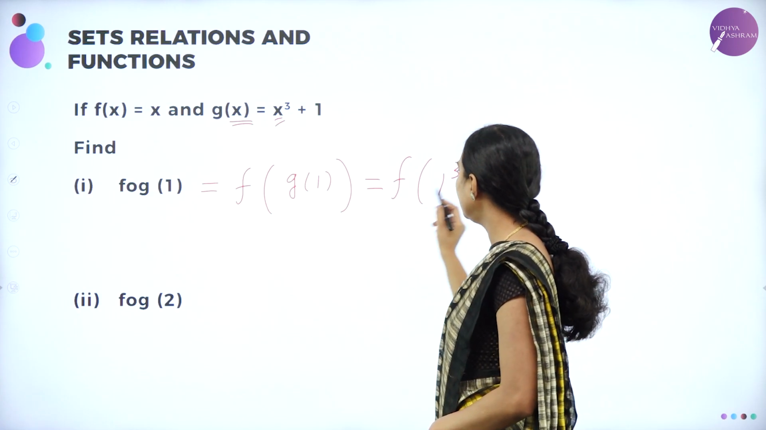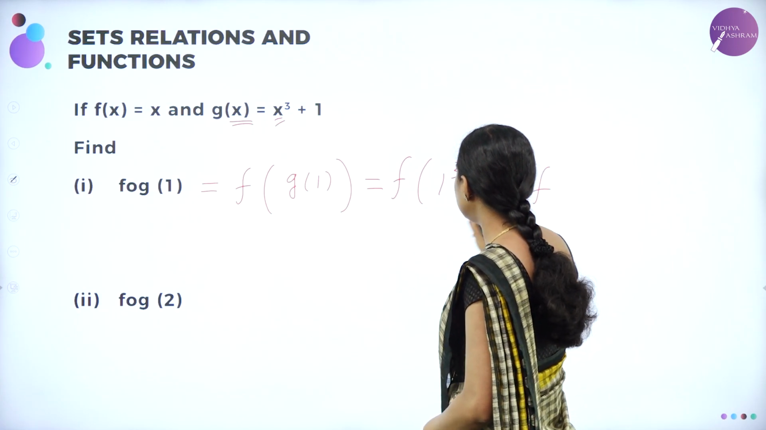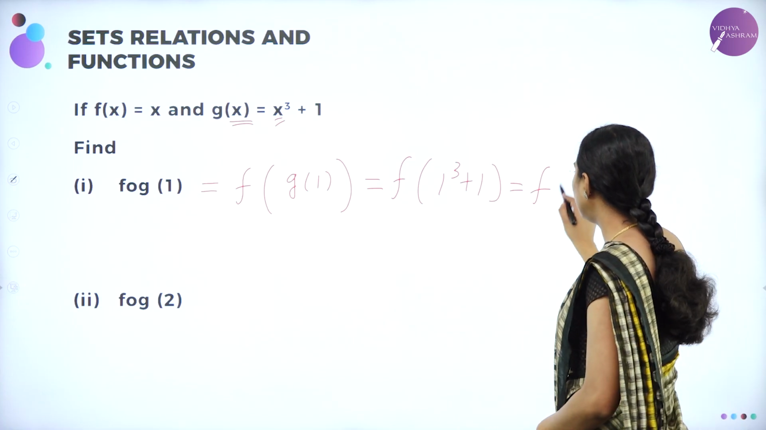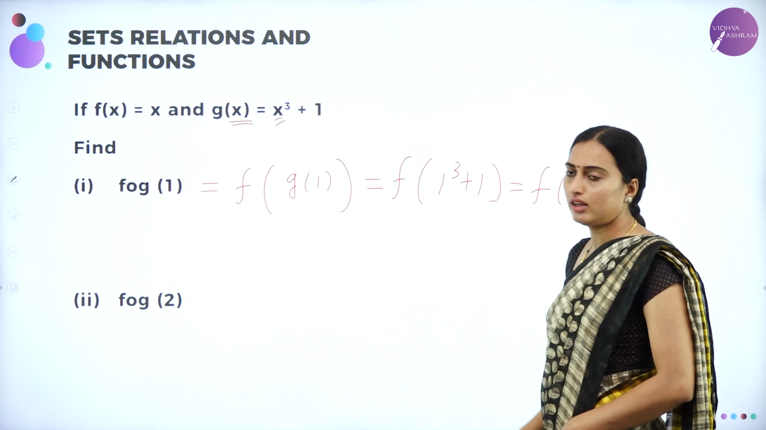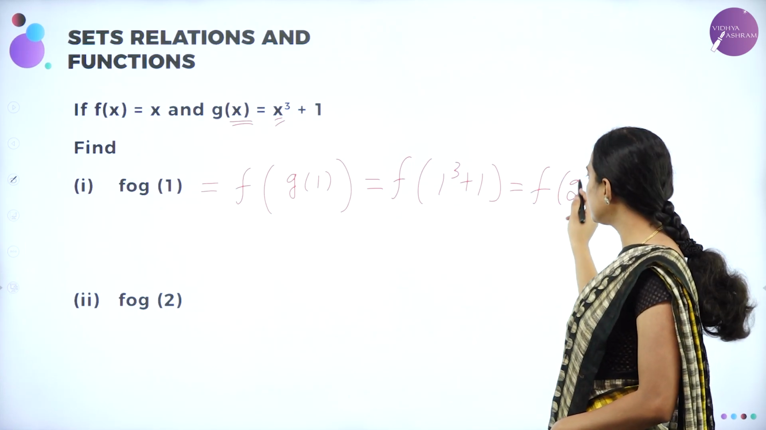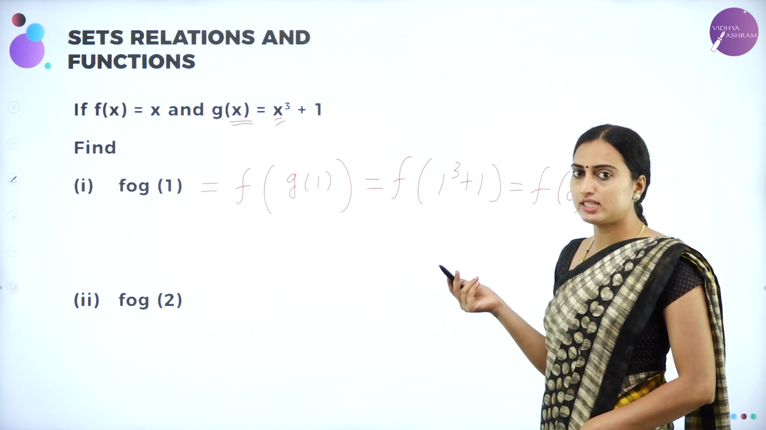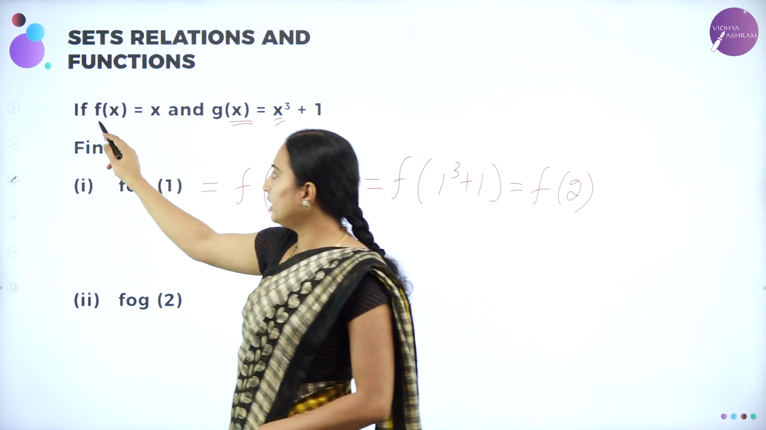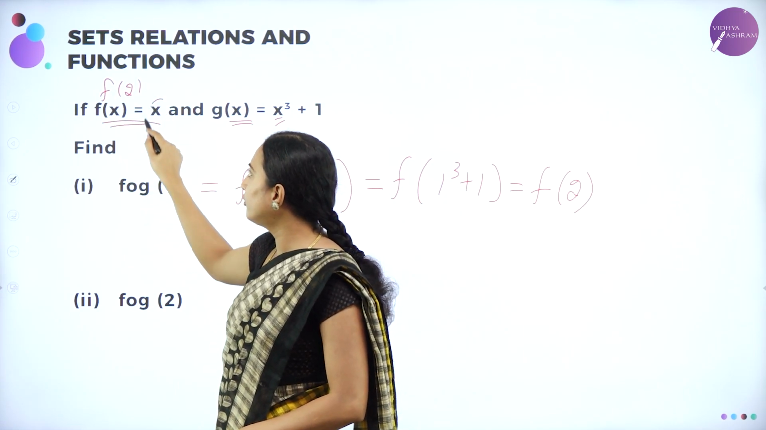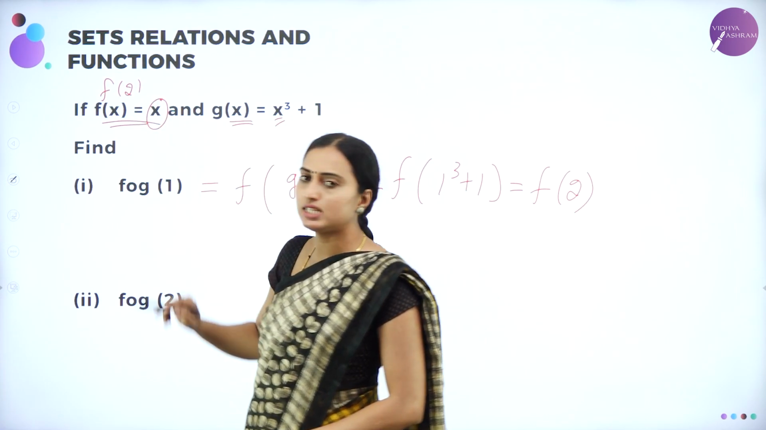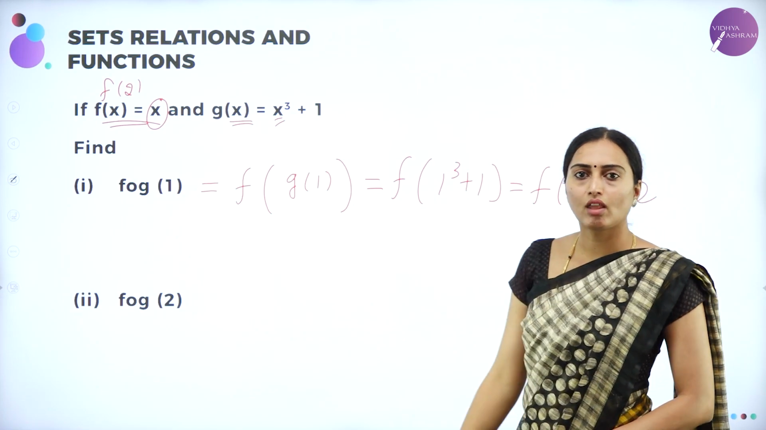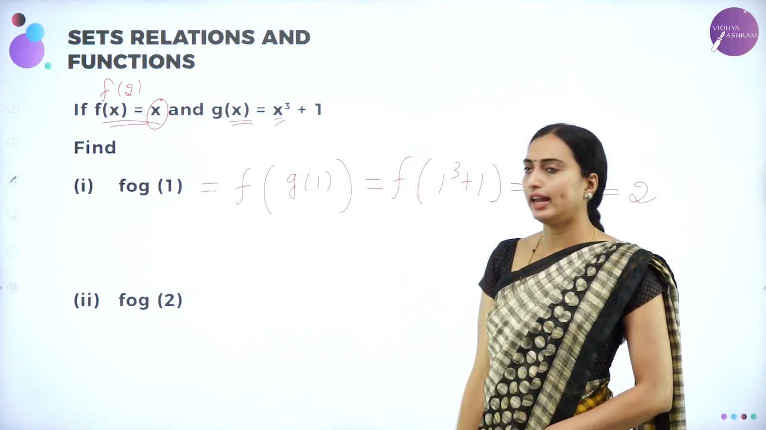So now calculating, this will give you f of 1 cube plus 1. What is 1 cube? 1 only. 1 plus 1 is 2. Now you can calculate the outside, f of 2, which looks like f of x. Therefore putting x equal to 2 in f of x, 2 will come and sit here. So f of 2 is nothing but 2 only. Understood? This is how we are going to calculate.